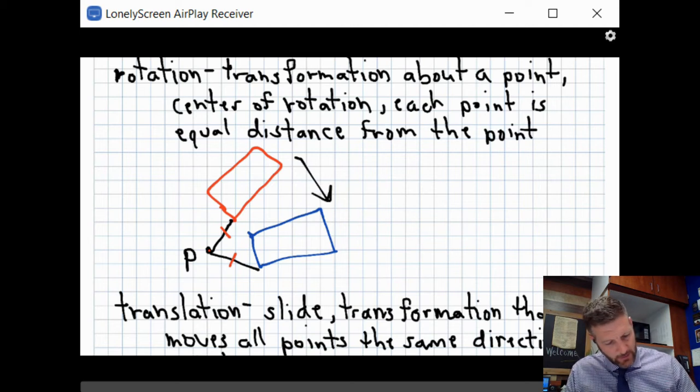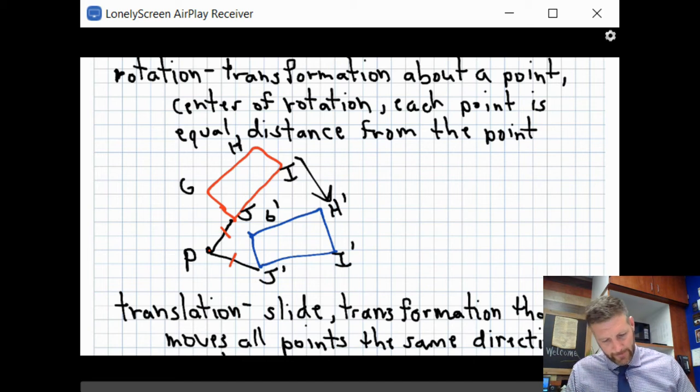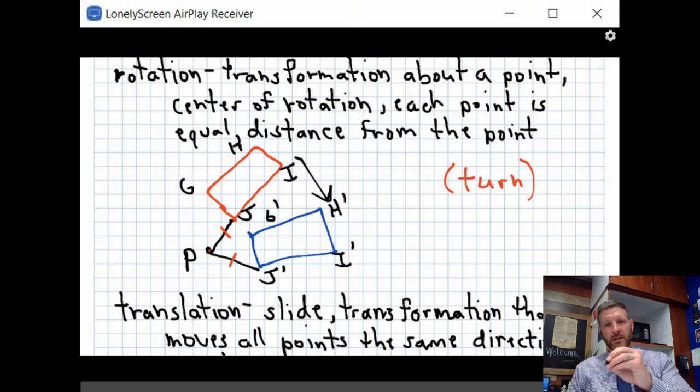Okay, and again, you might just have G, E, F, oops, can't do my alphabet very well. We'll just go G, H, I, J, and then here we have G, H, I, and J. Okay, and this is also known as a turn. A turn. But again, it's just a shape rotating around a single point.